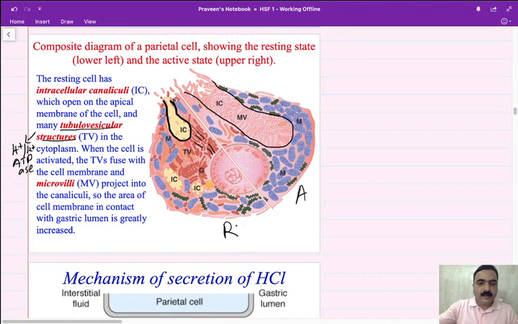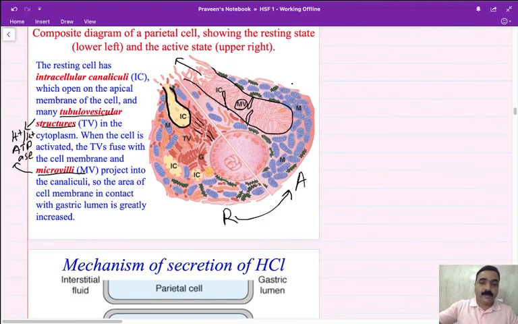When the resting cell is stimulated to change into the active state, these tubulovesicular structures go and fuse with the canaliculi and form the structures called the microvilli. Now the microvilli contain the H plus K plus ATPase, which pumps the hydrogen ions to the lumen. This is the luminal side. Now let us see how hydrochloric acid, HCl, is produced and where the hydrogen is coming from. These are the histological differences between the resting and the active stage.